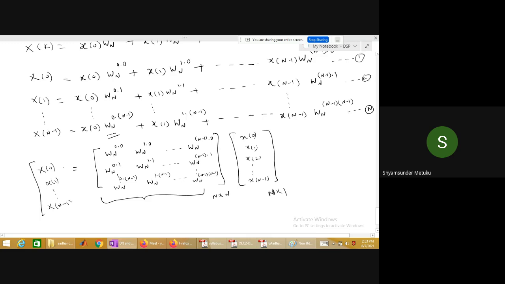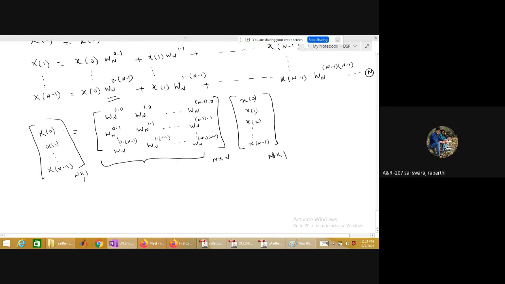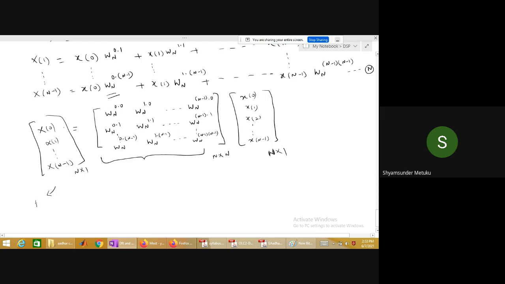Can I write this way? Is it correct or not? Yes, sir. So this is a DFT vector. This is the input time domain vector, the input signal in time domain, and it is also a vector. This n cross n matrix is called the transformation matrix. When you multiply this matrix with the input signal, you are going to get the DFT vector. Yes or no?